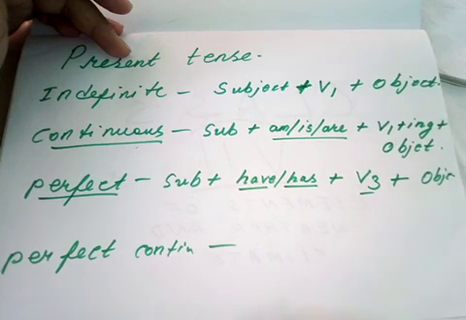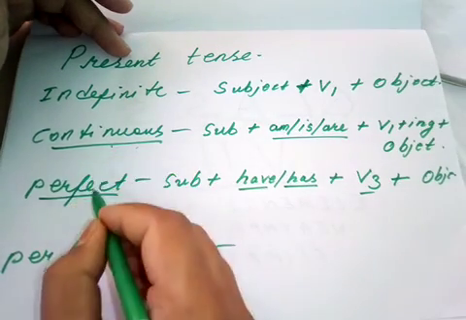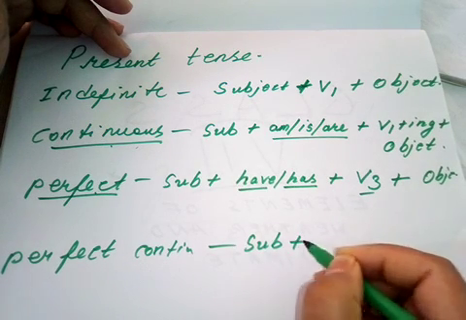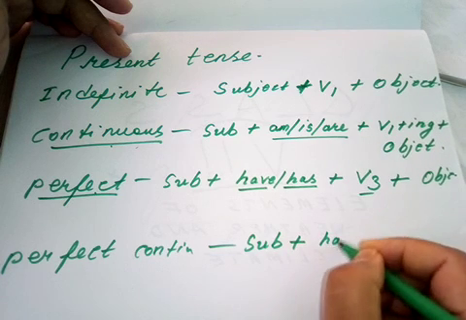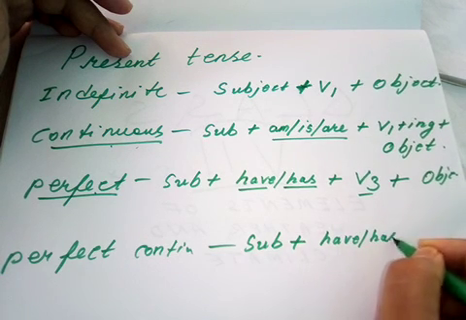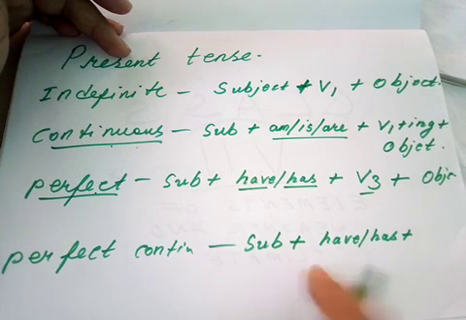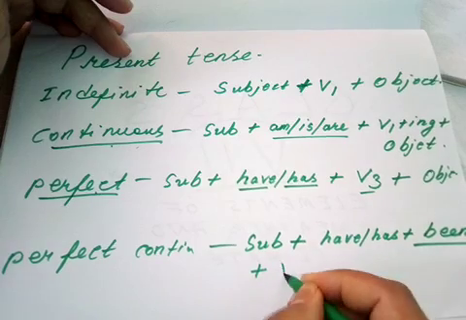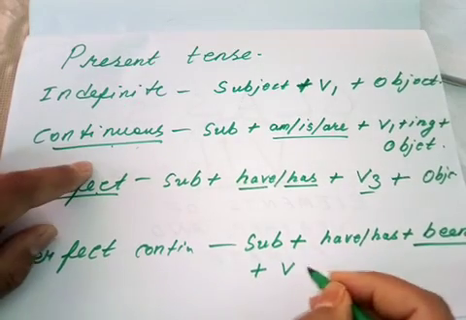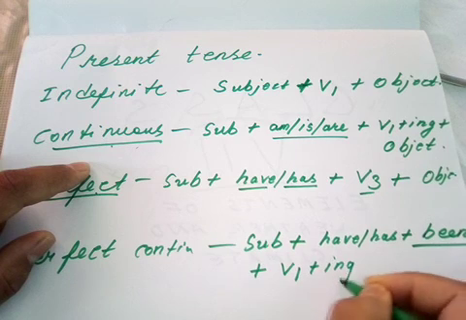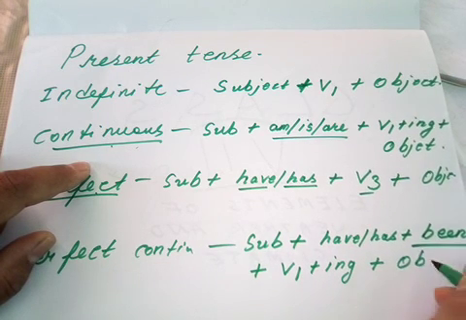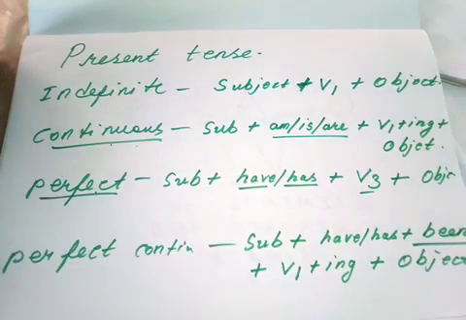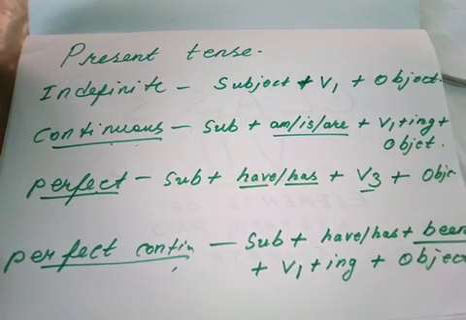Then the object. Similarly, in perfect continuous tense, we need to combine continuous and perfect. To add them, we need different kinds of words. First of all, have and has is used, which defines the perfect. Then we need to add been. Then, defining continuous tense, verb 1 plus ing is used and the object. So in this way, the present tense has the structure of these four kinds of tenses.